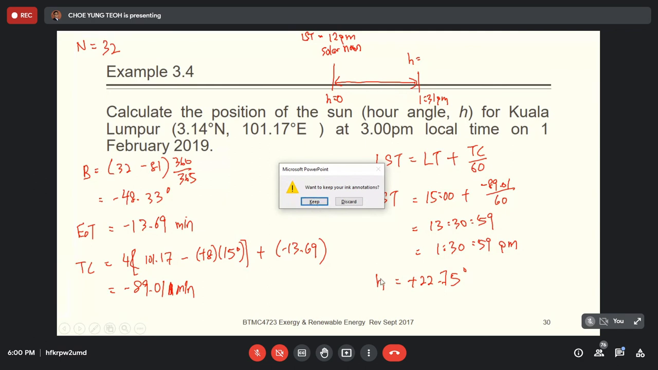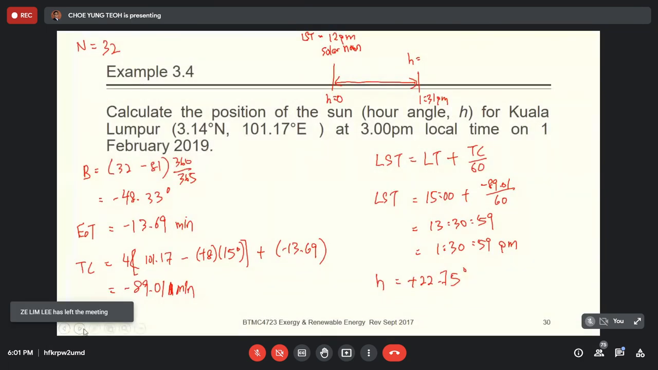Samuel, the H value is referred to as the hour angle. You can see that we get the local solar time, 1:31 p.m. That just means 1 hour and 31 minutes from solar noon, because from 12 p.m. to 1:31 p.m. is 1 hour and 31 minutes. If I want to convert this time to angle, I just multiply by 15 degrees, because 1 hour is equivalent to 15 degrees. So 1 hour 31 minutes times 15 degrees gives 22.75. Is that okay, Samuel?